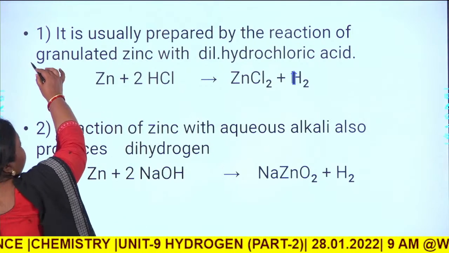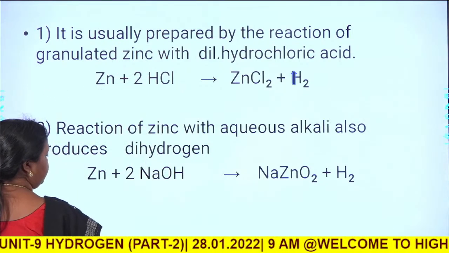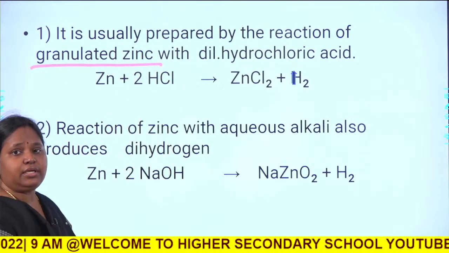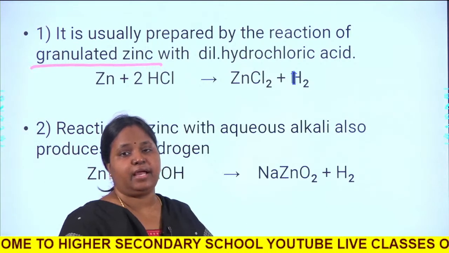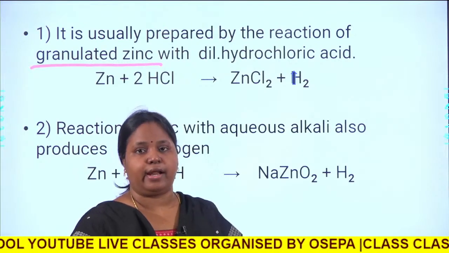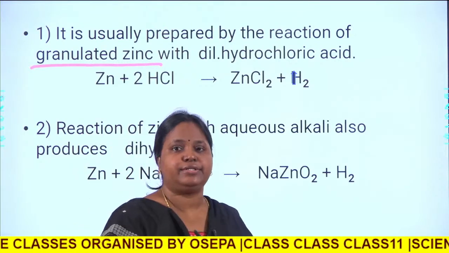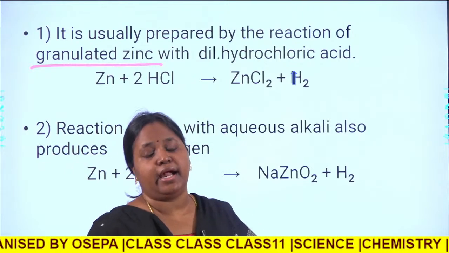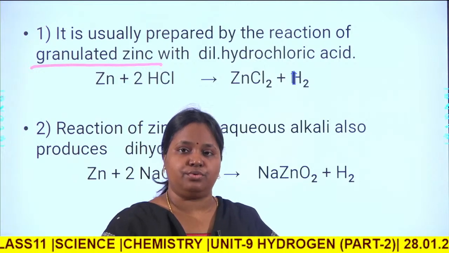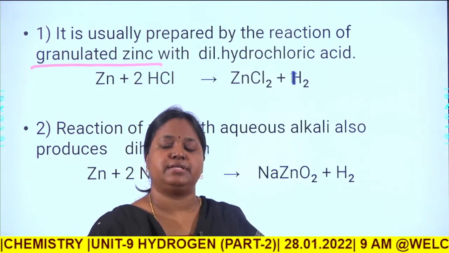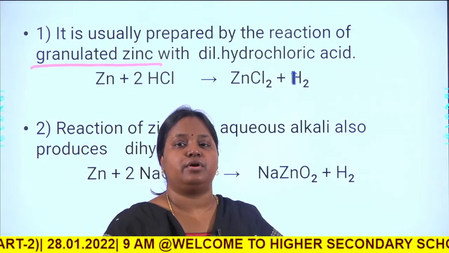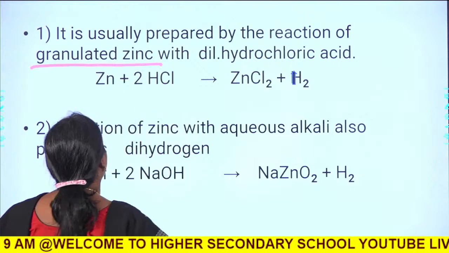It is prepared by the reaction of granulated zinc. So what is granulated zinc? Granulated zinc means zinc metal with a higher surface area and larger particle size. Granulated zinc will have a higher surface area, because you know that the higher the surface area, the higher the chemical reactivity. That is why zinc is taken as granulated zinc.